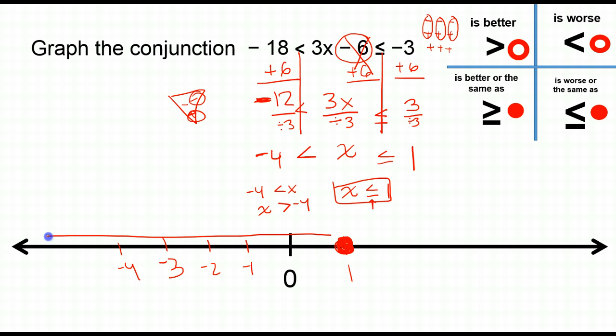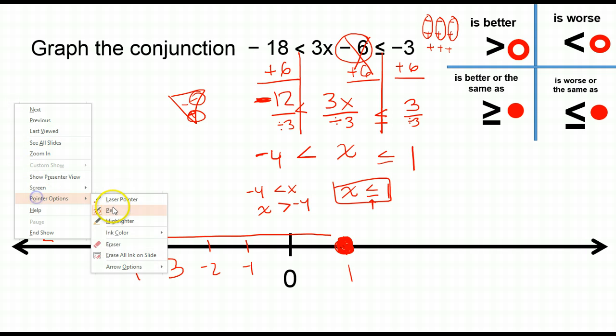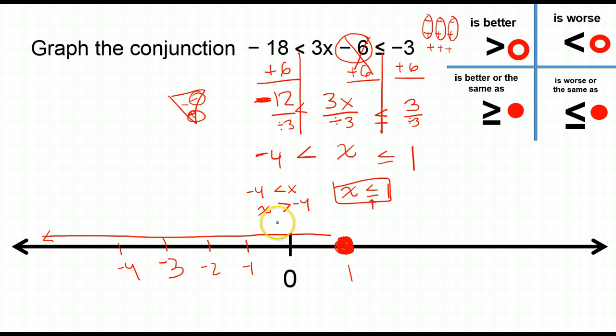All those numbers. All right, and let's do the next one, different color. So negative 4, open or closed circle? Open, right? And what are some numbers that are greater than negative 4? Well, all of these numbers and every positive number known to man, right?